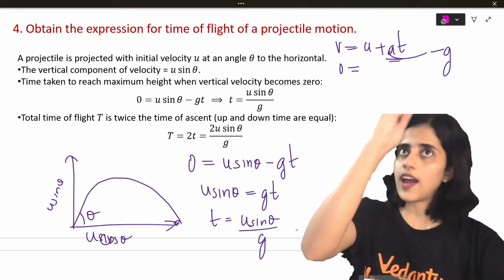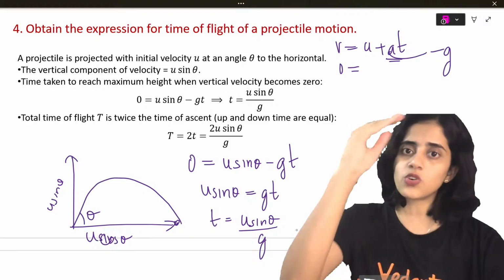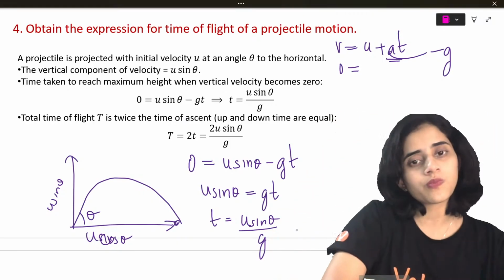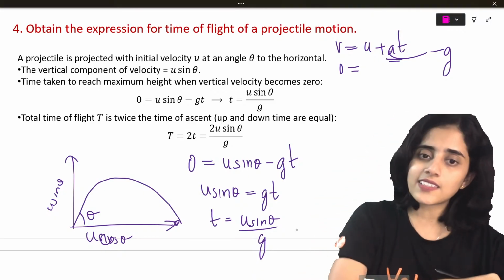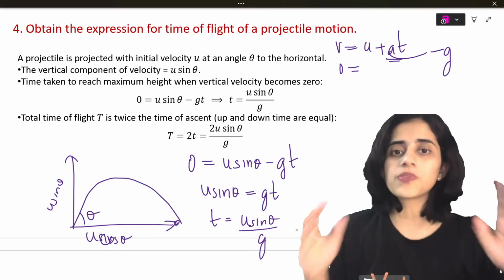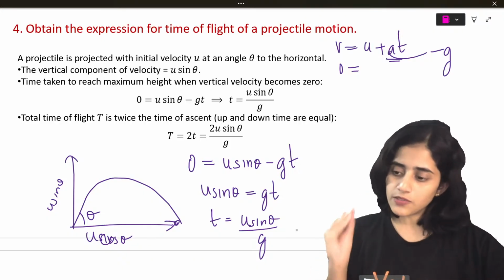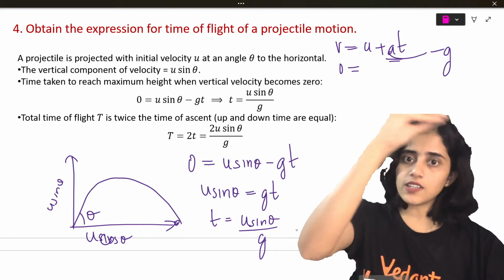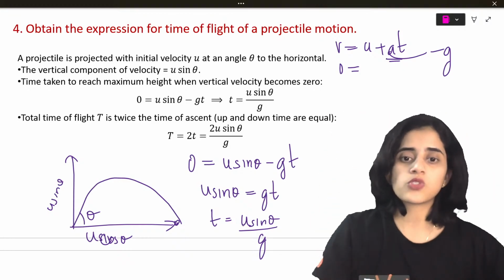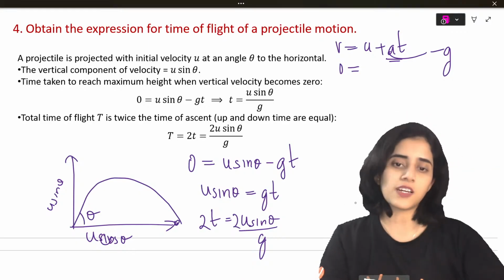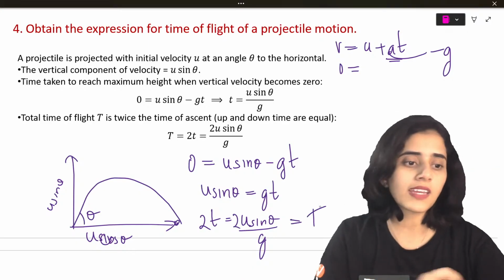Now this is for halfway. From here it lifts, it goes up till here. Now what happens? It comes down. So the same time it takes. So the total time will be 2 into t. What we just found out is the time from the base till here. From here till here, it's again another t. So 2t will be 2u sine theta by g. And this will be a capital letter T.